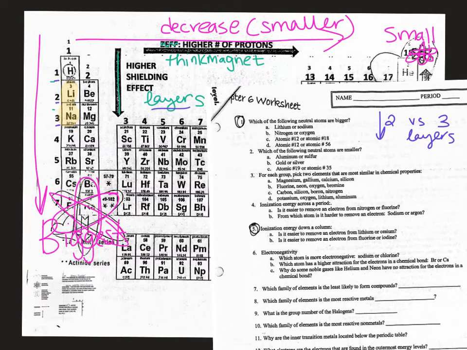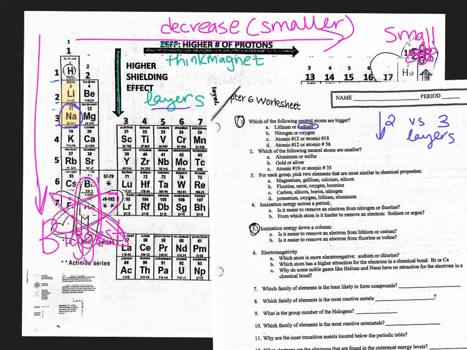Right? So now that we know that we're looking at 2 versus 3 layers, hopefully you can already figure it out in your brain that the 3 is going to be the bigger atom. The other way to be thinking of that is that you can say, okay, which one is closer to this corner down here where we've said this is where the biggest atom is? So out of lithium or sodium, sodium is closer to being on the bigger corner. Let's look at the next one.